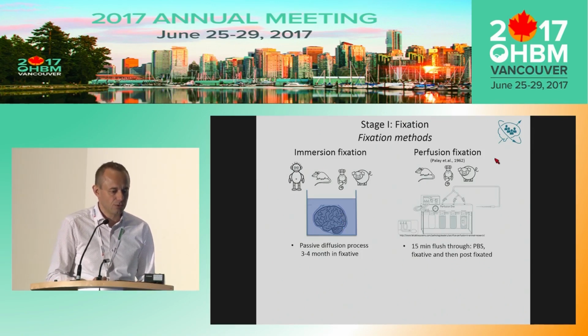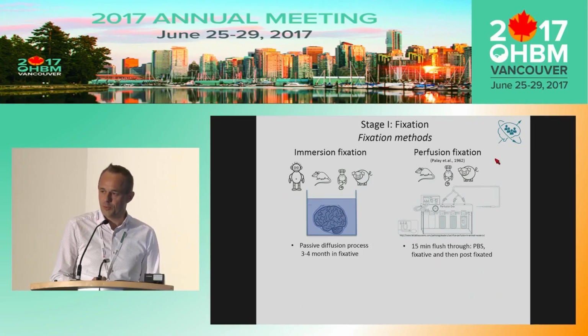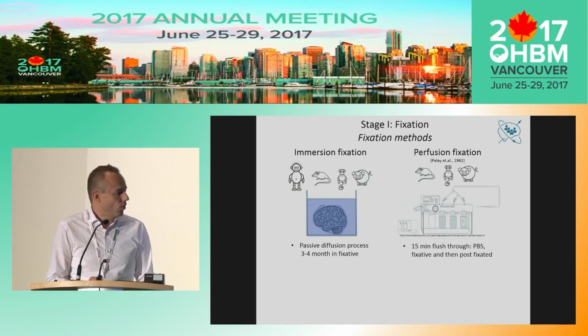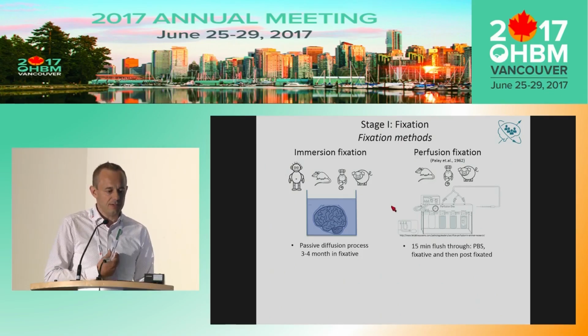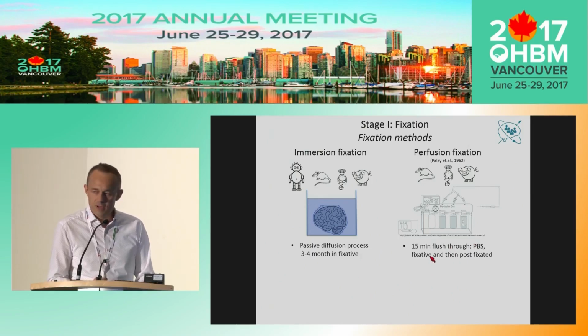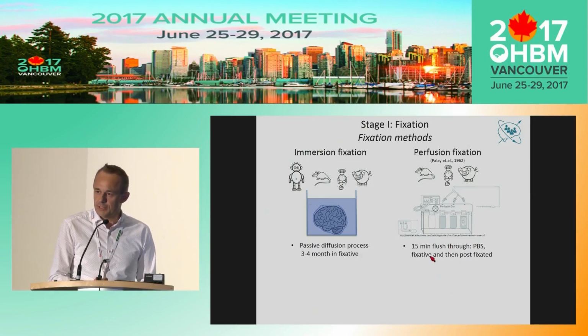brain. We can also do perfusion fixation, but perfusion fixation requires a vascular system, and therefore this only works for animal models, because the animal needs to be deeply anesthetized. What we are then doing is we insert a needle into the vascular system, into the heart, and then first we flush the whole vascular system with PBS, followed by the fixative. And now the fixative is delivered immediately into the small capillary beds in the whole brain.